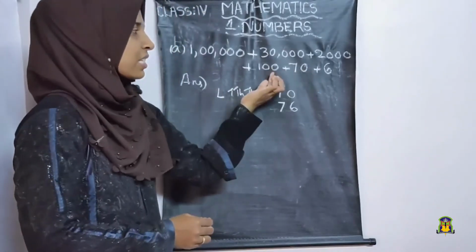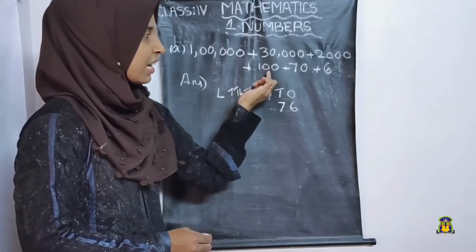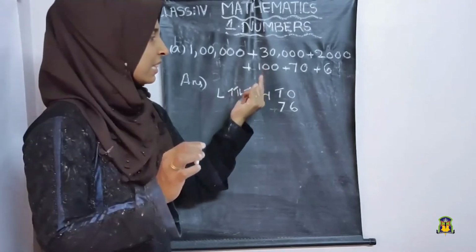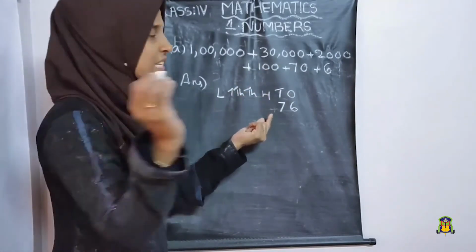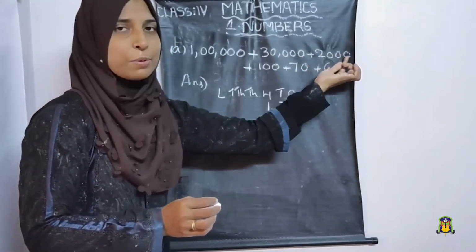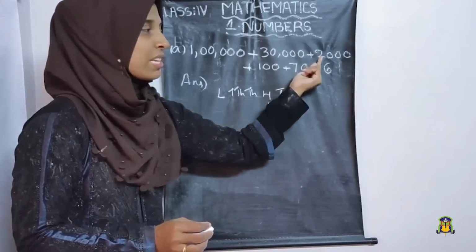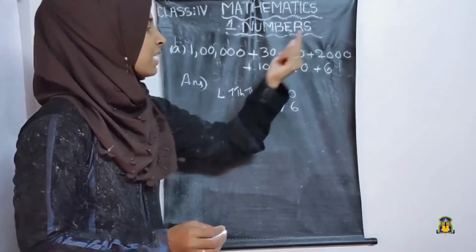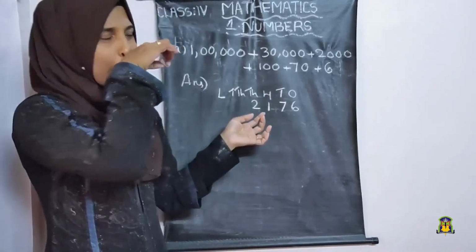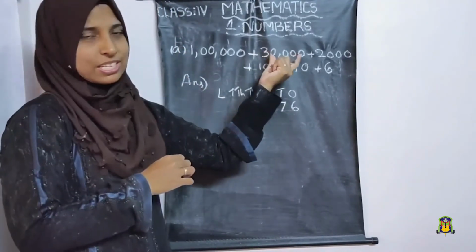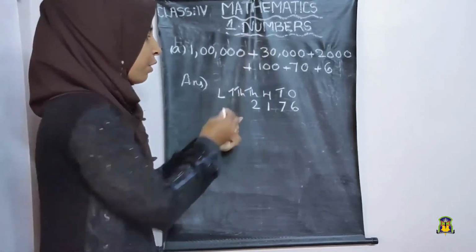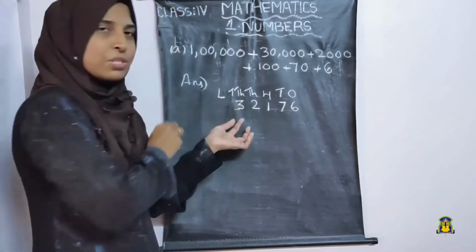Then check the next number. 100. Here 1 is in which place? Hundreds place. So in the short form, in the hundreds place, the number will be 1. Next, 2,000. In 2,000, 2 is in thousands place, so in the short form we have 2 in thousands place. Next, 30,000. 3 is in 10,000 place, so in the short form we have 3 in 10,000 place.